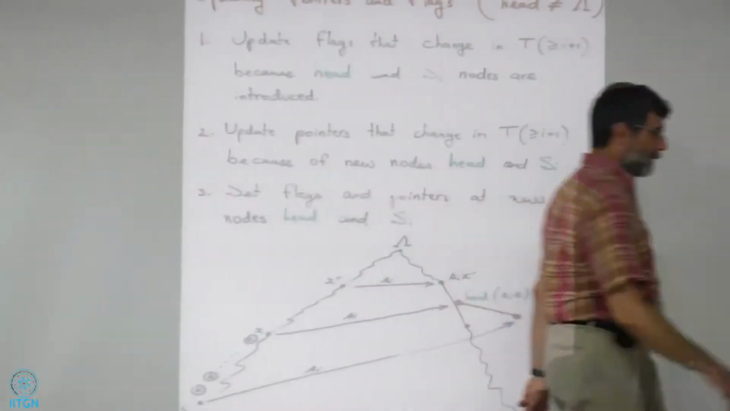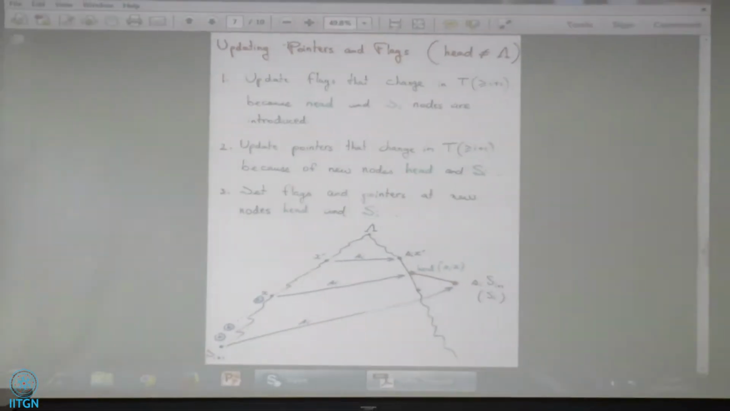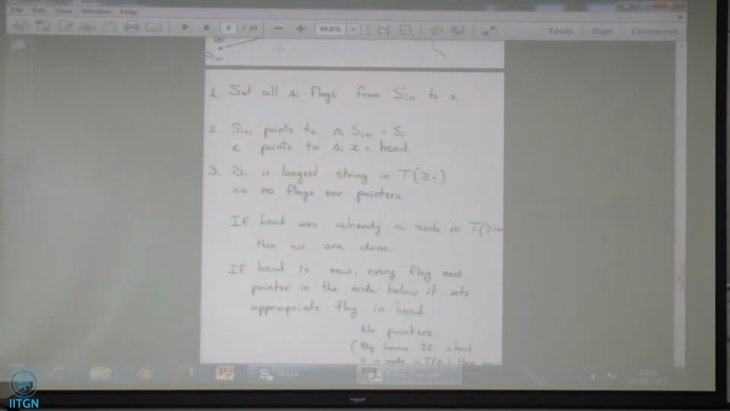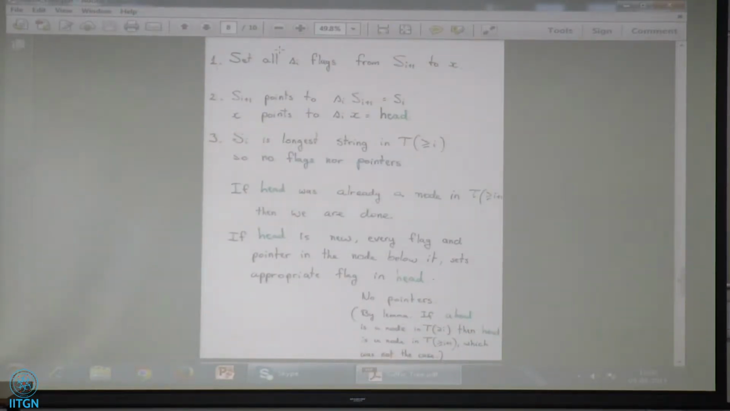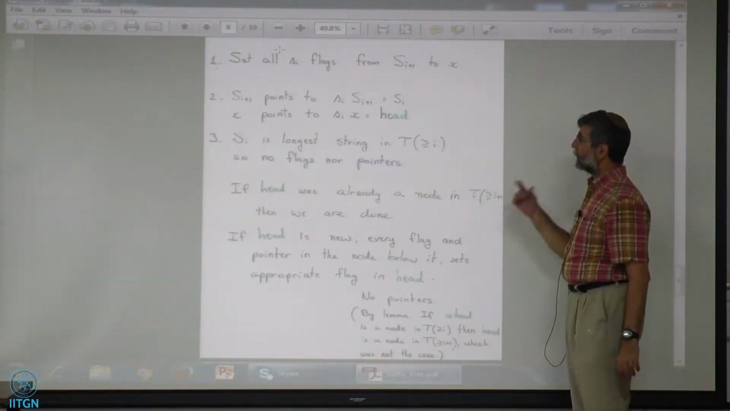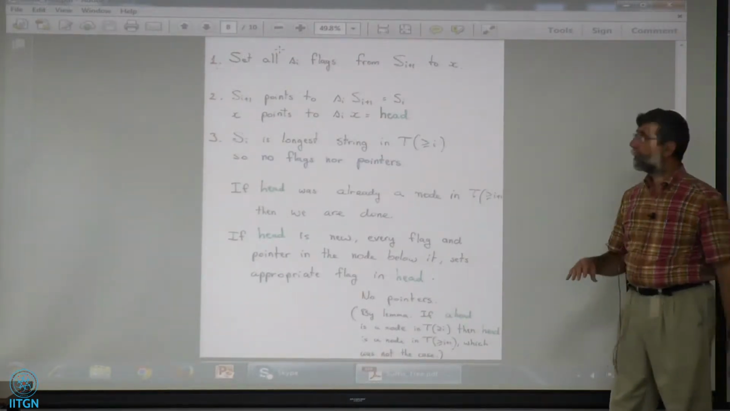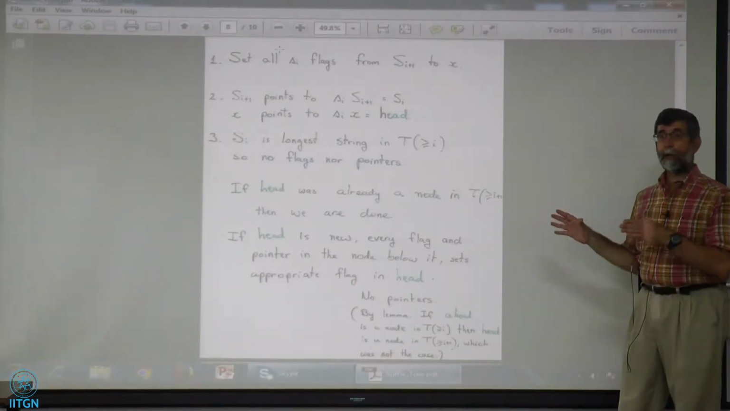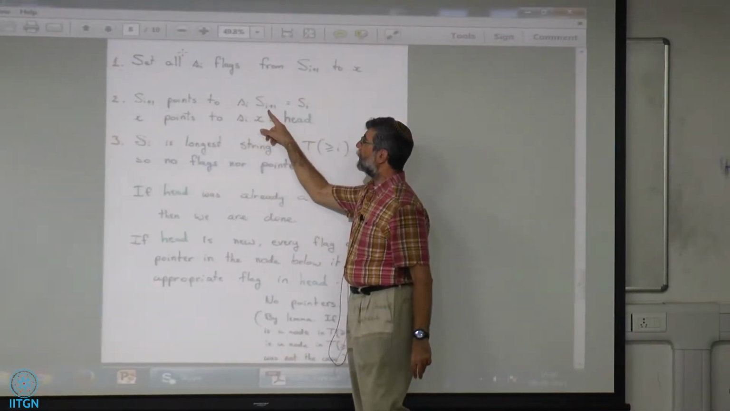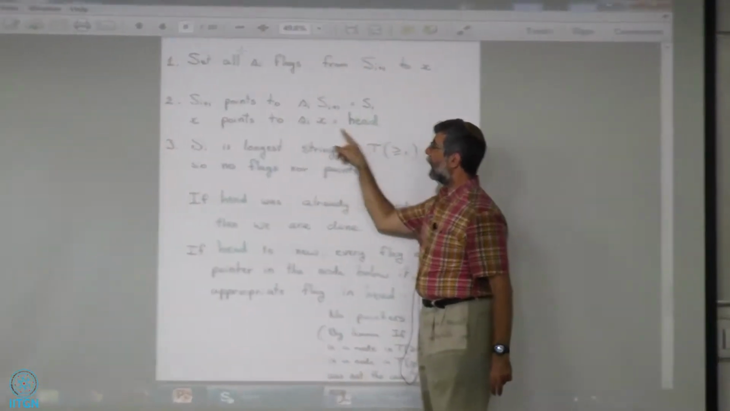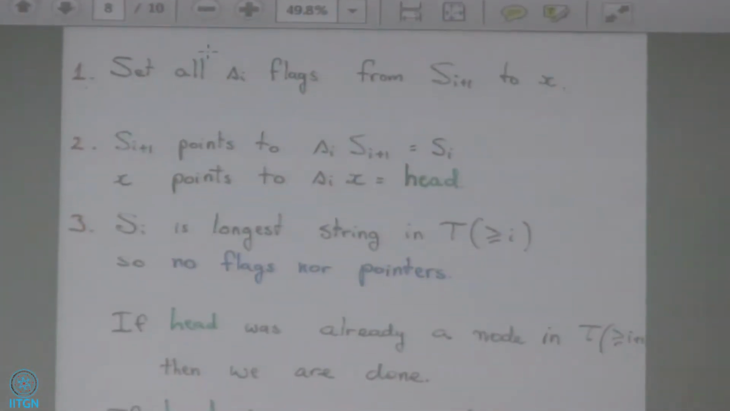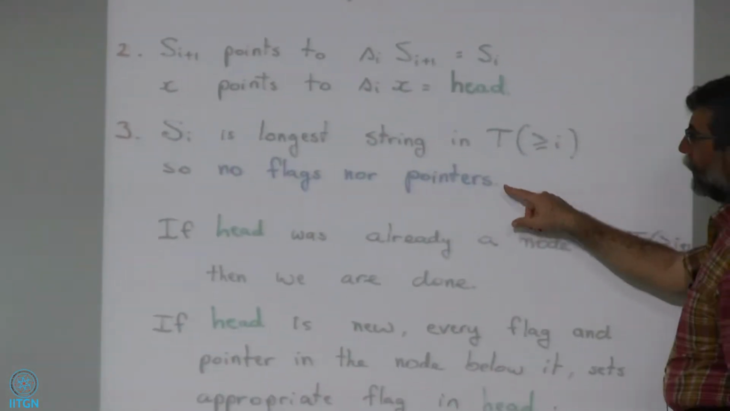So we have the details written here. Everything that we said and showed in the picture. We set all the SI flags all the way from SI plus 1 to X, because that's the part of the new edge that was added. SI plus 1 points to SI plus 1, which is SI. X is going to point to SIX, which is the head, because we broke it there. And SI is the longest substring, so no flags or pointers.